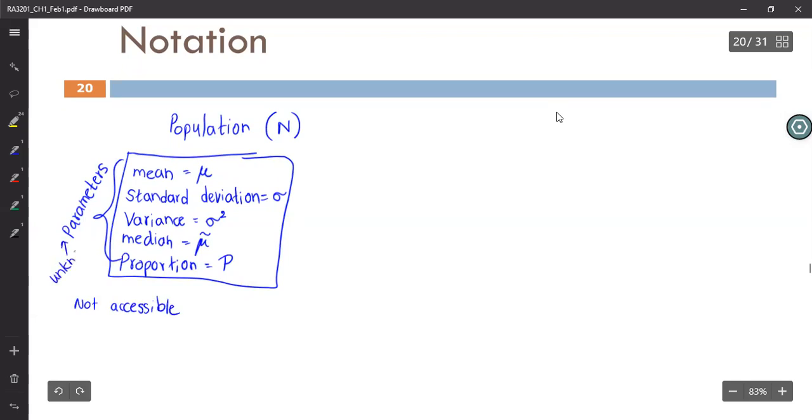You do not know the actual values, because if you want to calculate, say, the mean height for the whole population, you have to measure everybody's height and then average it. But when you can't access everybody and measure their heights, it's not going to work. Therefore, the parameter values are usually unknown. But what you can do is take a sample. Your sample is only a small part of your population.